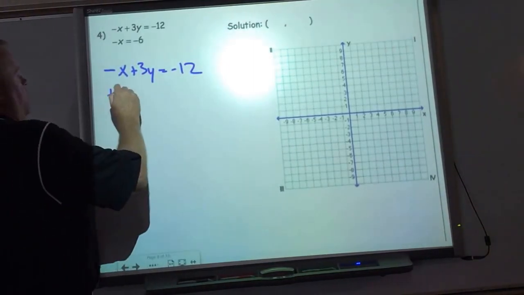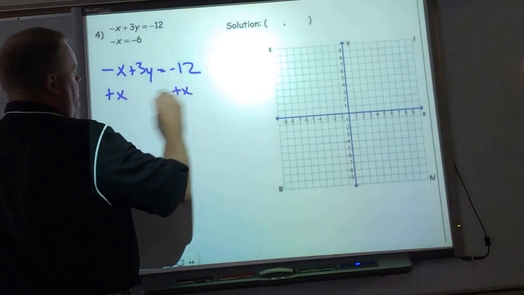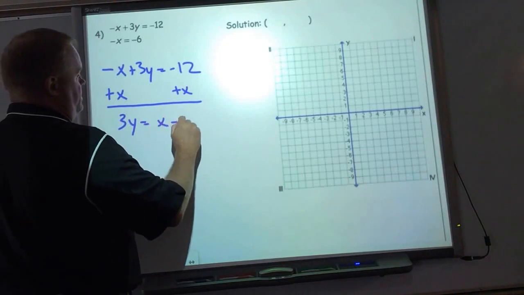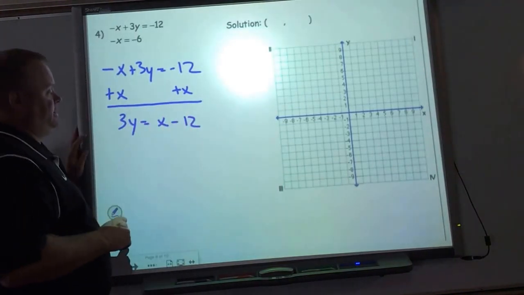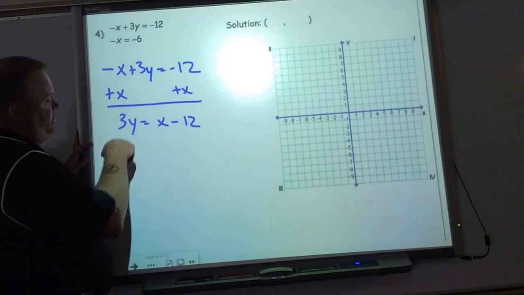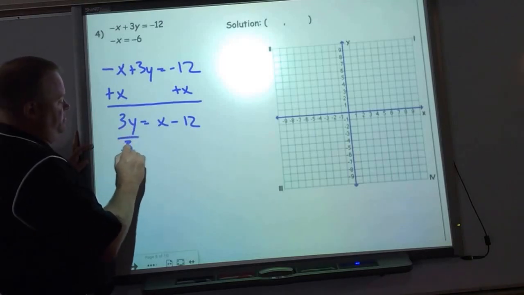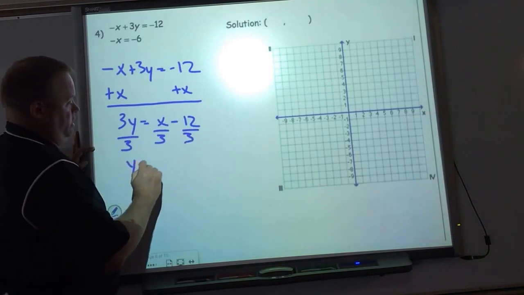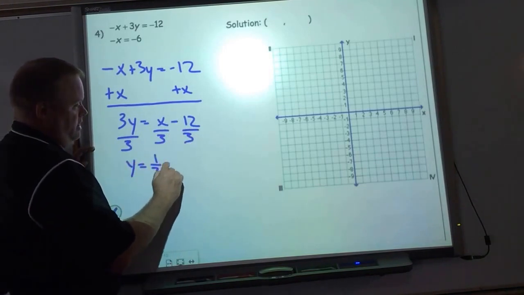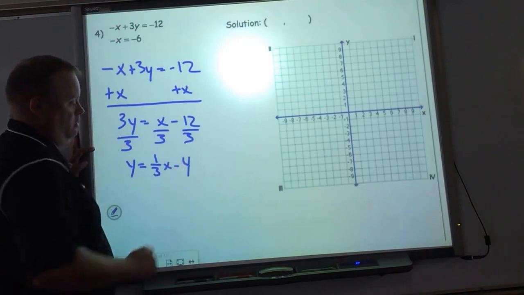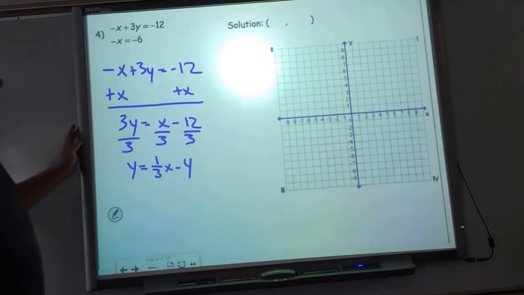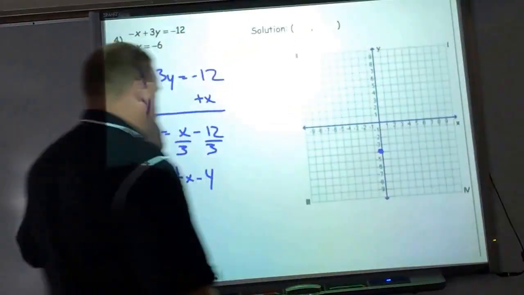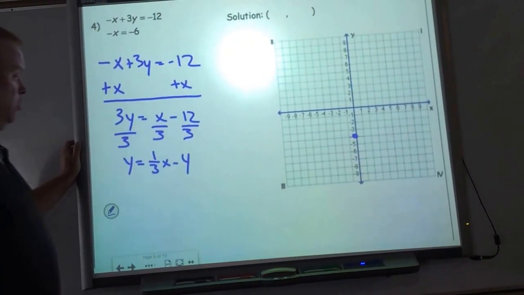I'm going to move that x to the other side, leaving me 3y equals x minus 12. I know that I have to get the y by itself, so I must divide by 3, divide by 3, divide by 3. So y equals 1/3 x minus 4. That tells me my y-intercept is at negative 4, and my slope is 1 over 3.